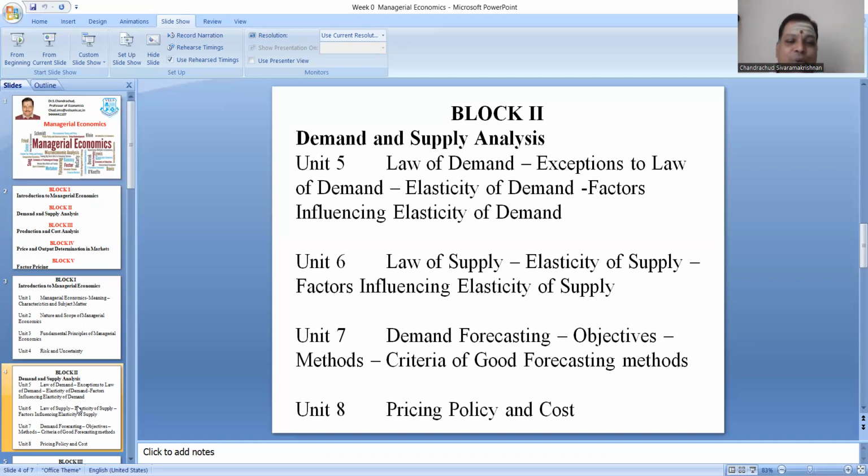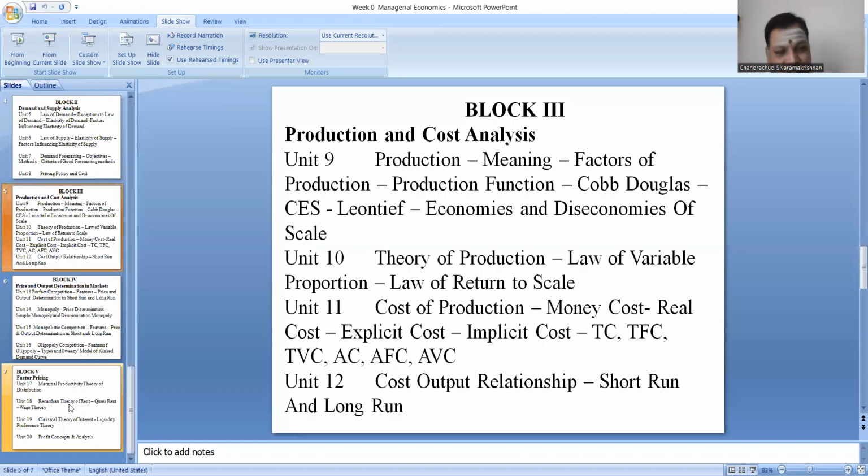And finally, Unit 8 of Block 2 discusses how to fix a price for the product. What are the different pricing policies available for the manager and how they connect with the cost. These are the topics covered in Block 2. Now let us move to Block 3. Here also there are 4 different units. This particular block covers production analysis and cost analysis.